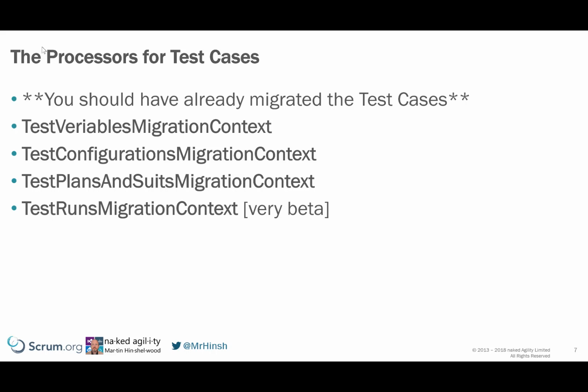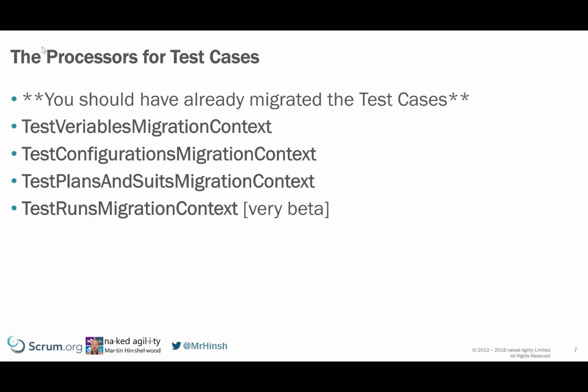Okay, so once you've done all of the work items, which will bring the test cases across, you have to do the work item migration to bring the test cases across, leaving out the test plans and suites. Then you can run the processors for the test cases.